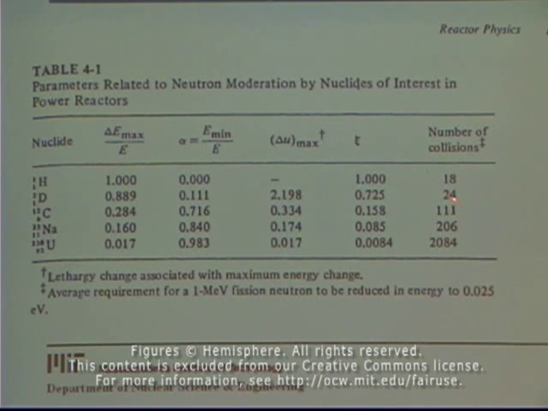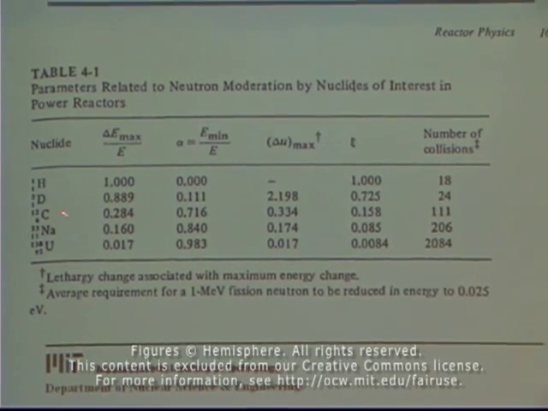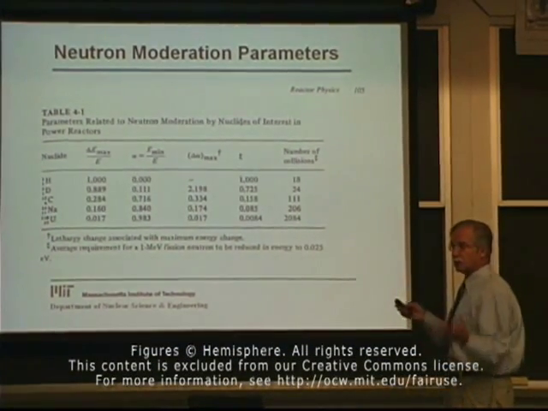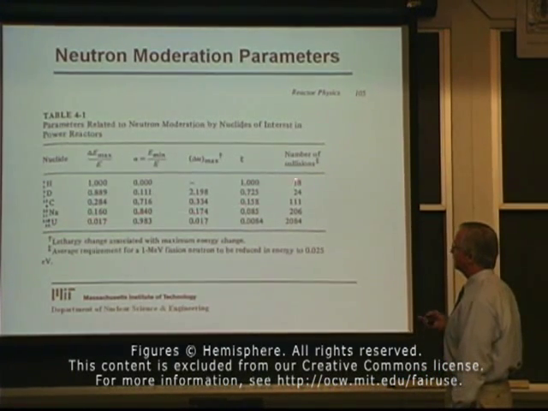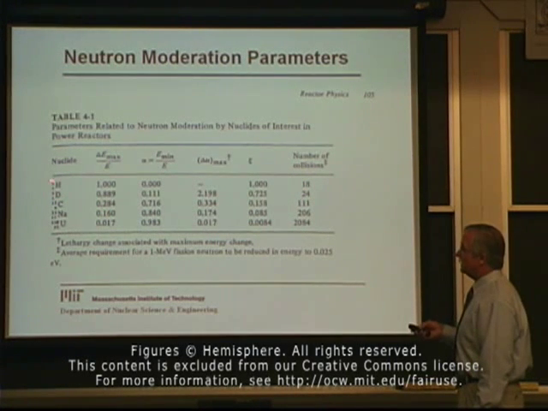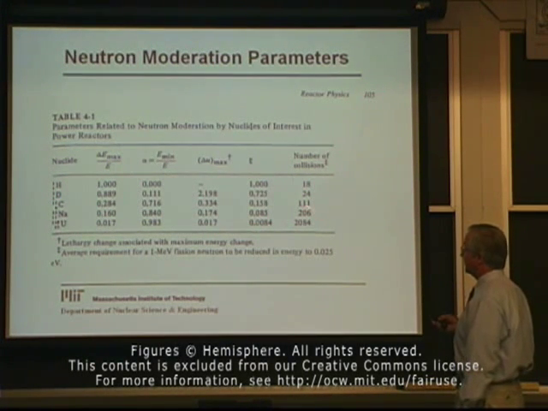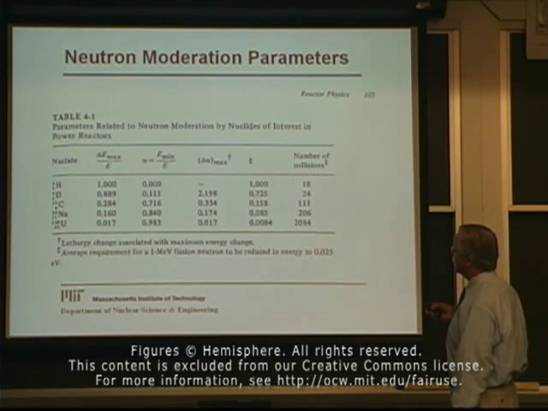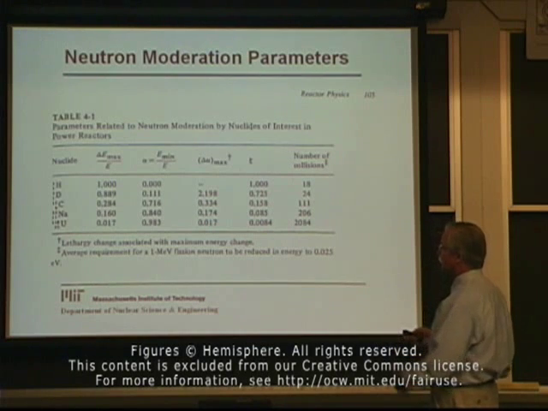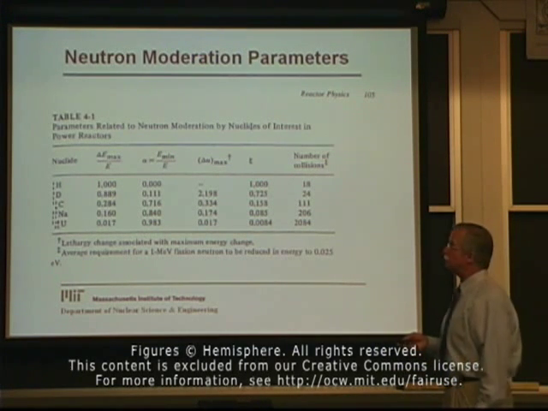And water is quite good, deuterium is also quite good, but carbon is all right. Clearly, the heavier the atom, the less effective it is, because it's sort of like a billiard ball collision with a heavier atom. So typical moderators in thermal reactors are deuterium and hydrogen. Graphite can also be used. And these lethargies are basically the amount of energy lost per collision. So this is the reason why water is in fact chosen: fewer collisions are needed for effective slowing down, which reduces the likelihood of capture.